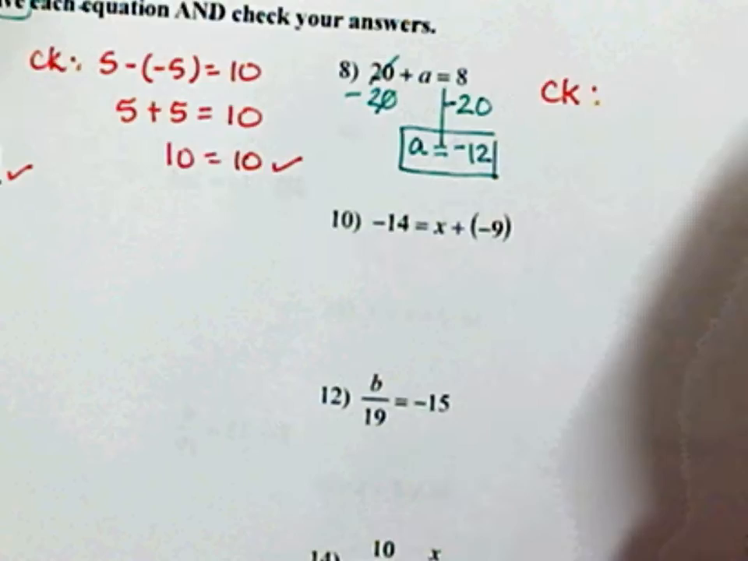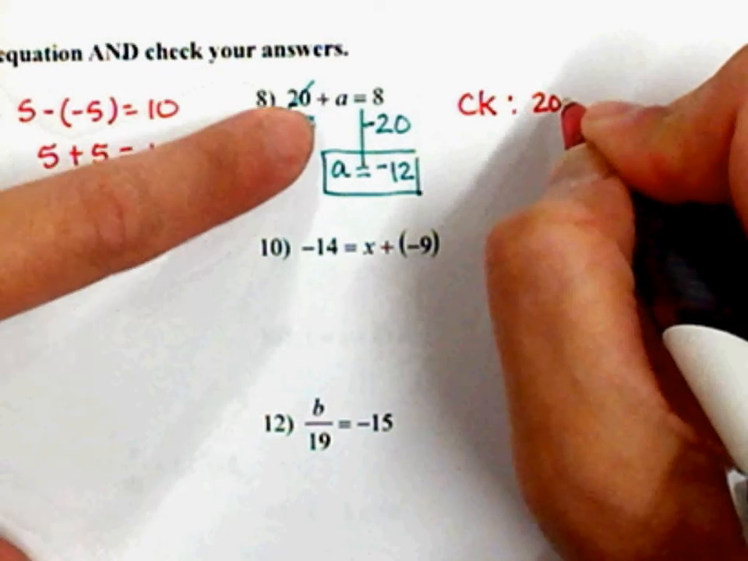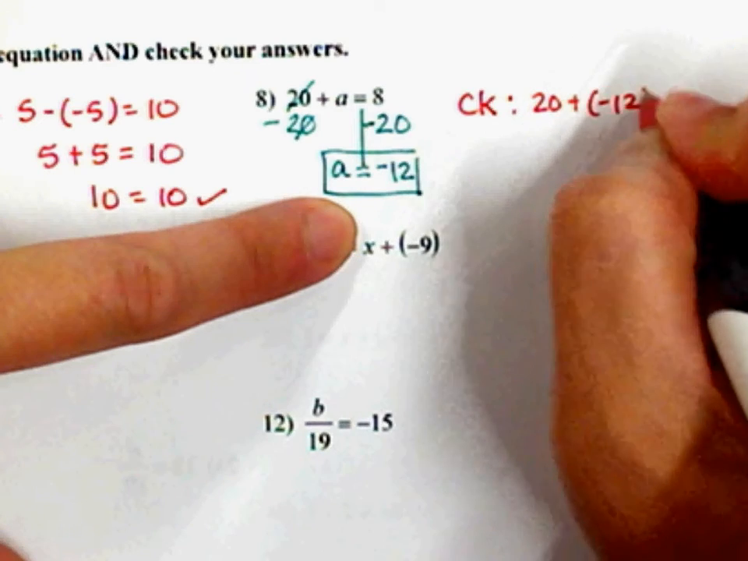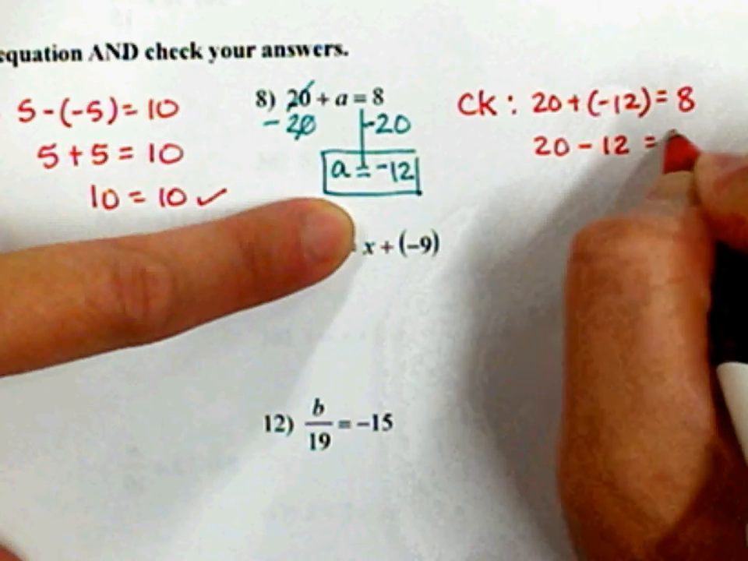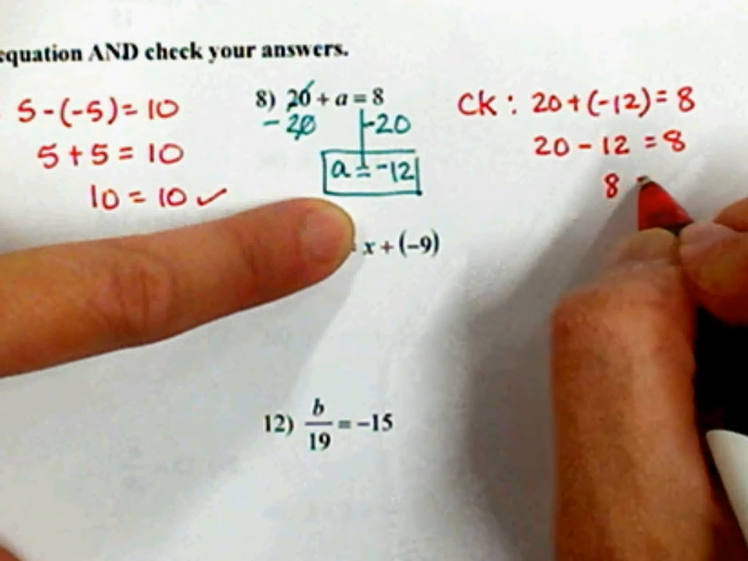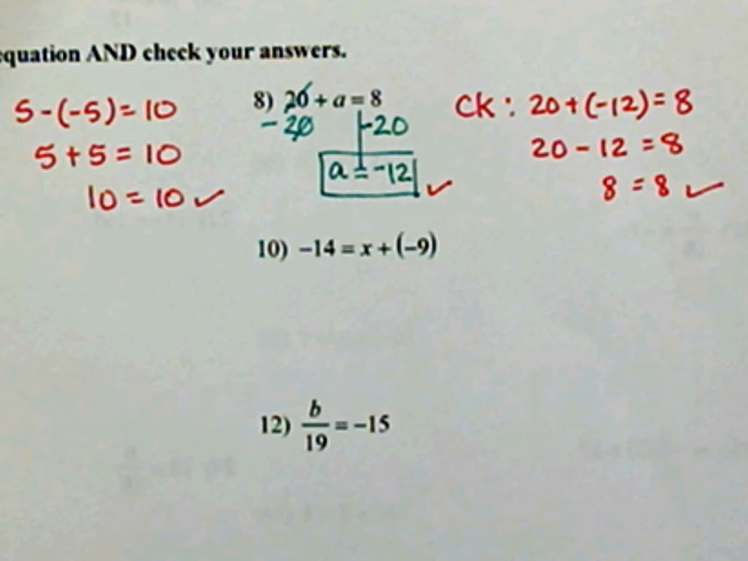Let's check number 8. 20 plus a. What is your a? So plus negative 12 equals 8. So 20 minus 12 equals 8. 20 minus 12 is 8. See how they're equal? That checks, so that means that one is correct. Okay?